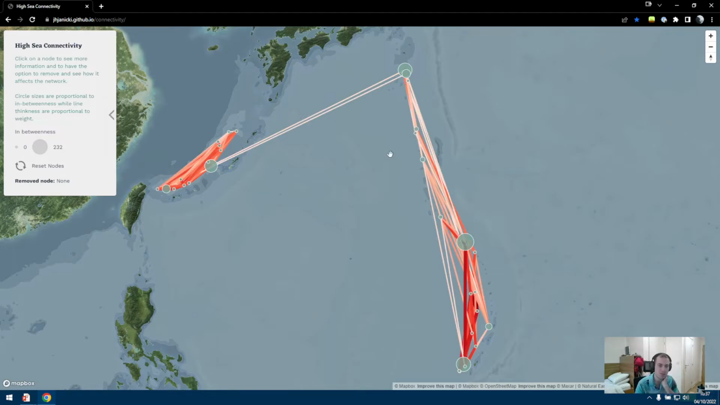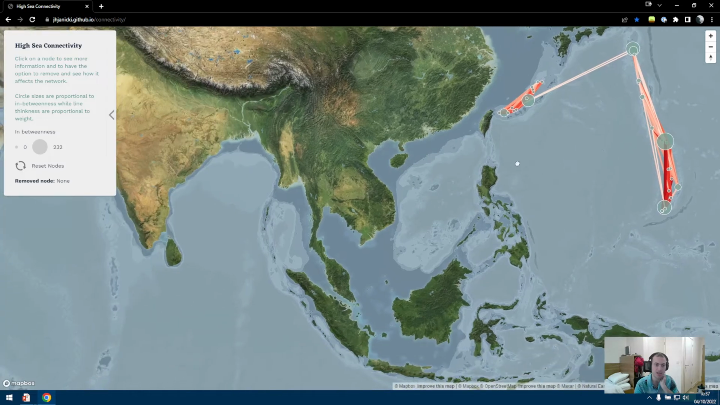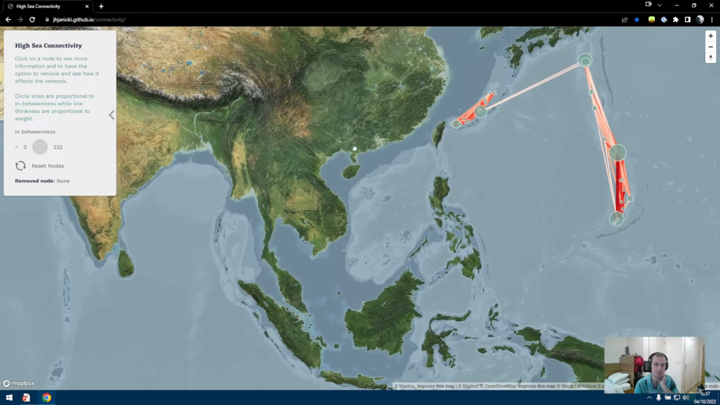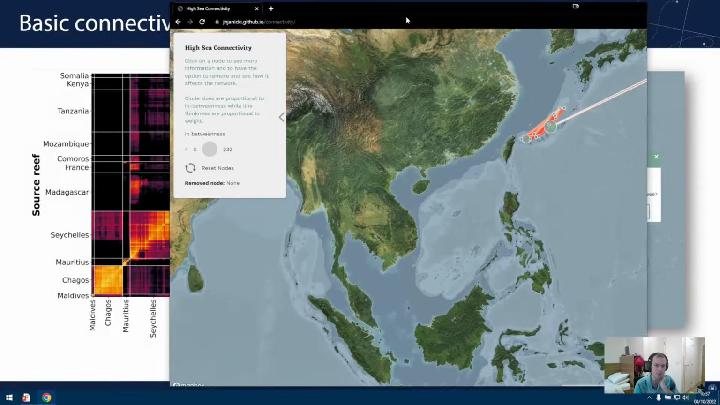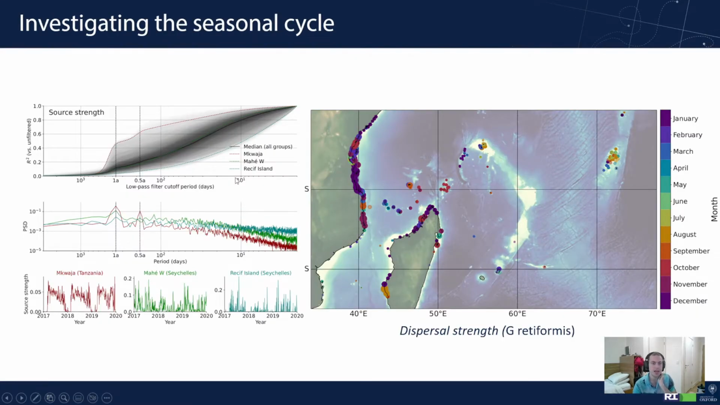So as I mentioned, this is a testing data set here, but really soon I'm hoping that this will cover my data from the Western Indian Ocean. So hopefully this will be useful when it becomes more finished soon. I've also been looking at the seasonal cycle of connectivity.